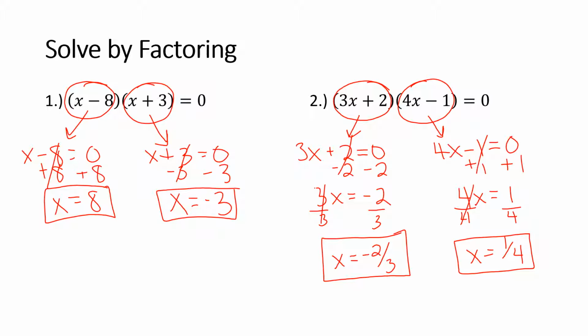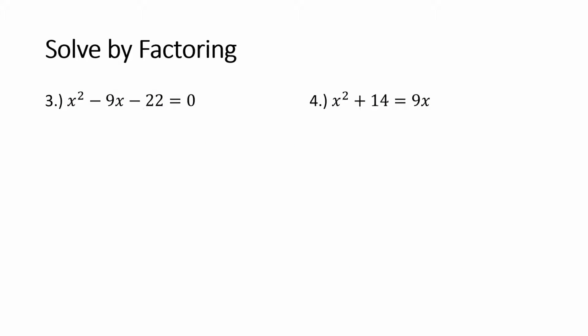Now these two examples are pretty easy because it's already factored for you. Let's look at some where we're going to have to do the factoring ourselves. Example number 3, we have x squared minus 9x minus 22 equals 0. Here we know that it already is equal to 0. We just need to figure out what the product is. That's where factoring is going to come into play.